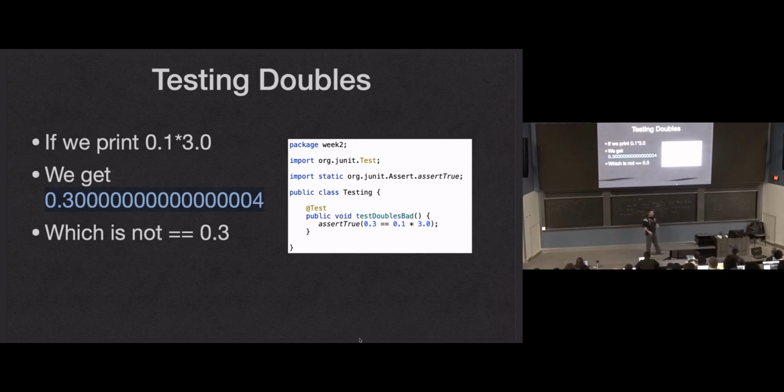They're not exactly equal bit for bit. So to the computer, these are not the same value. This is not 0.3. Since it's not 0.3, this evaluates to false, and your test fails.